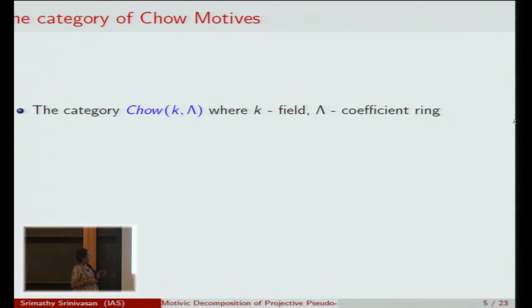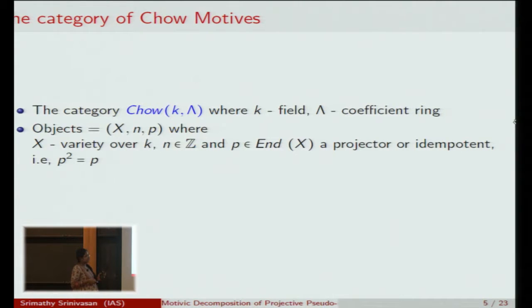Okay, so let's just forget about the algebraic groups for now, and I'm also going to talk about Chow motives in my talk. So let's just briefly recall the category of Chow motives. It's denoted by Chow(K, Λ), where K is a field and Λ is a coefficient ring. The objects in this category are just triples (X, P, n).